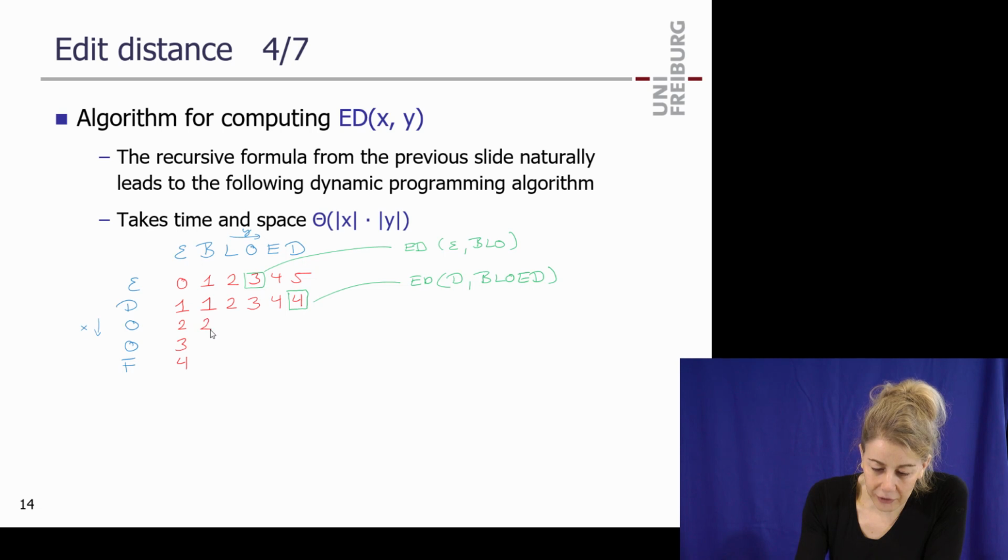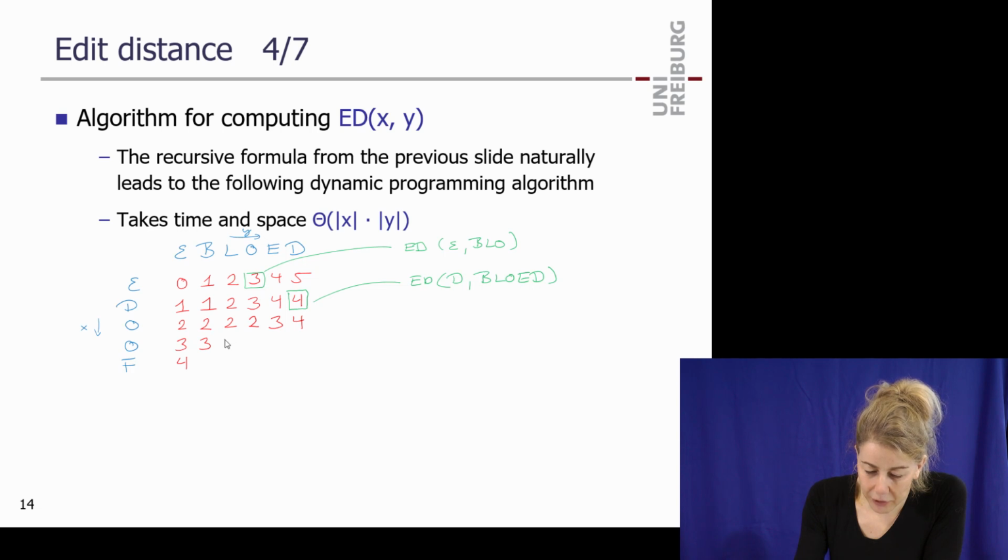Here, if 1 is the smallest, plus 1 is 2. Here, O and O are the same, so I can take the diagonal if it's smaller than the others, plus 1. O and E, the smallest one is 2, so it's 3. O and D, 4. And you tell me whether I'm doing something wrong.